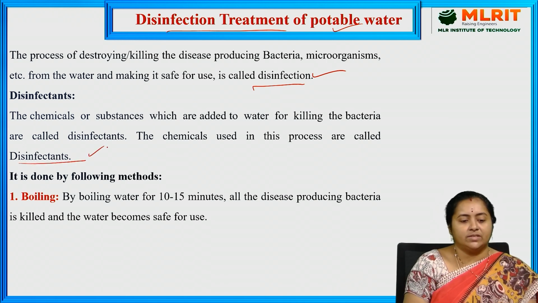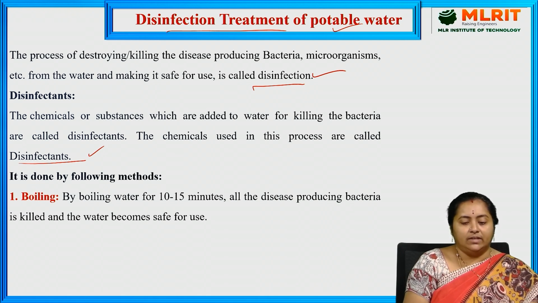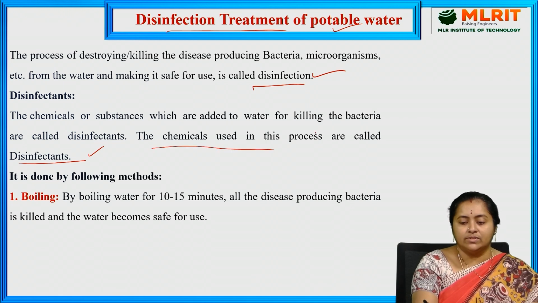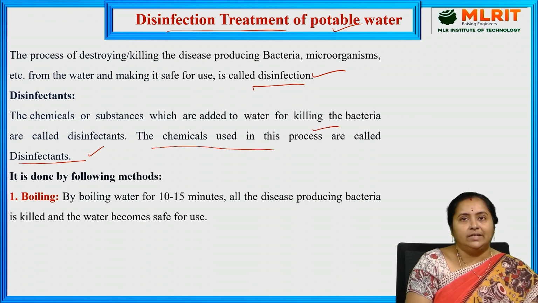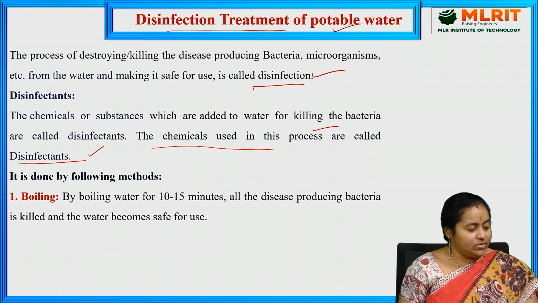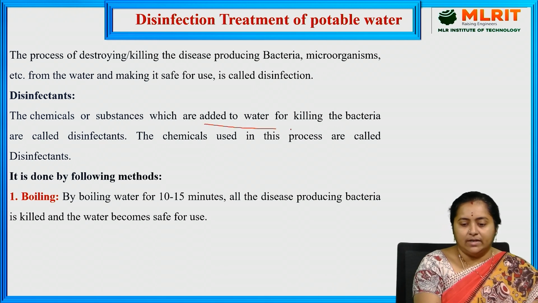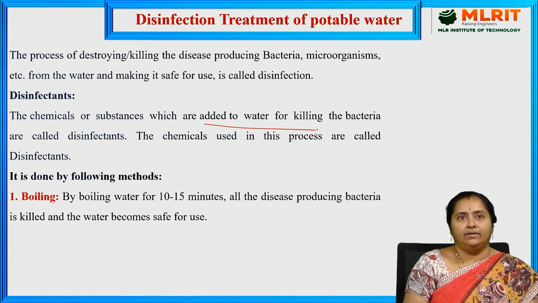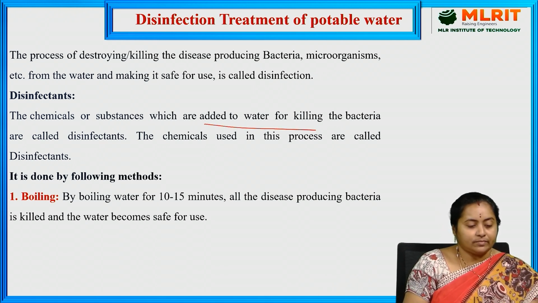So, the process of destroying or killing disease-causing bacteria and microorganisms, like algae, fungi, etc., from the water, and making that water safe for drinking purposes is called disinfection. The chemicals that we are going to use in this process are called disinfectants. The chemicals or substances that are added to the water for killing the bacteria are called disinfectants.